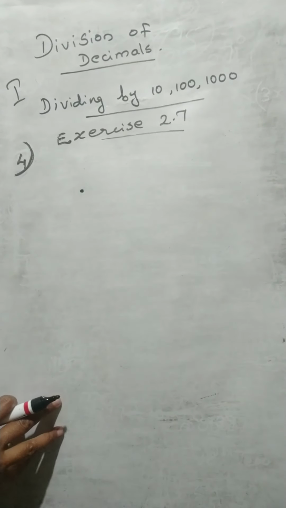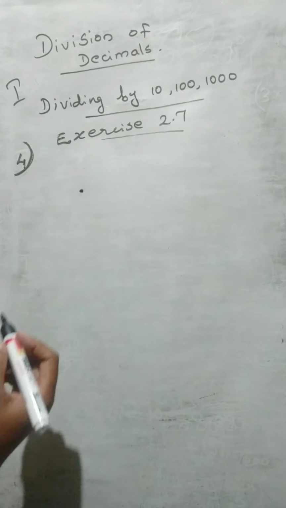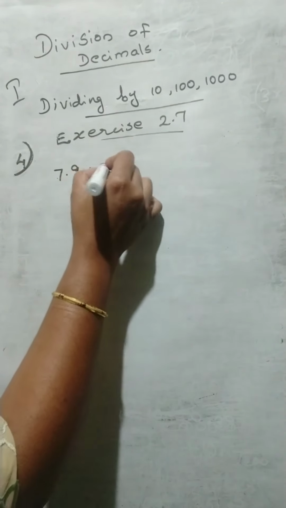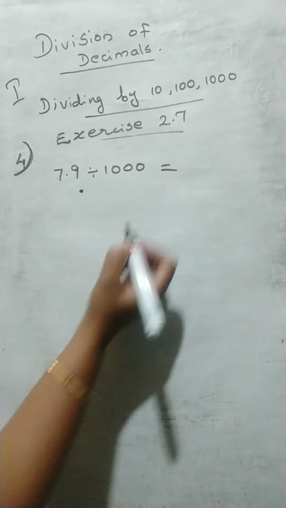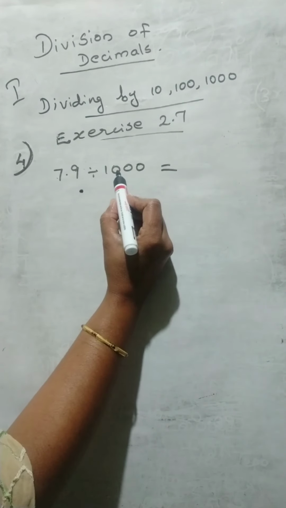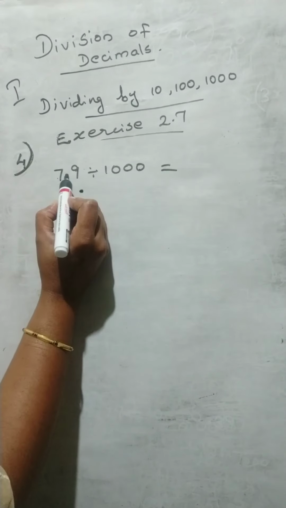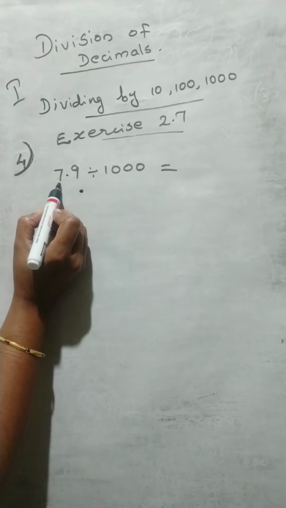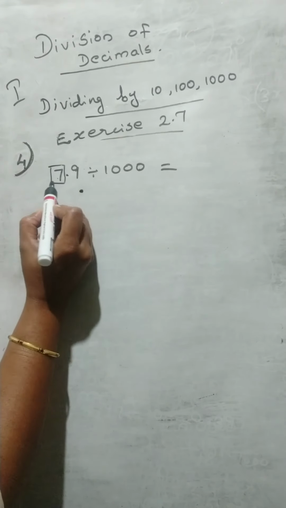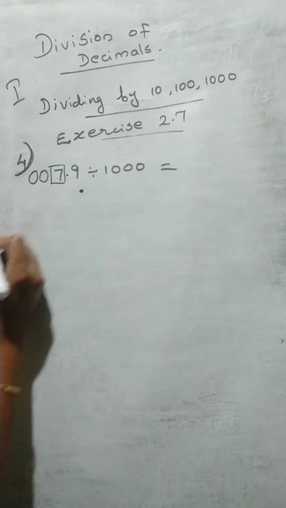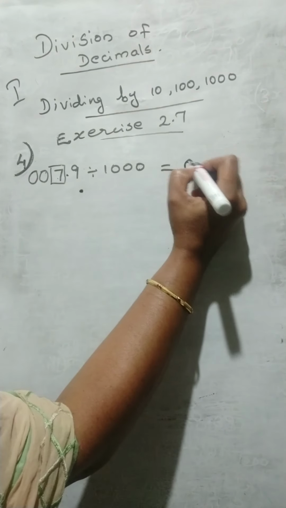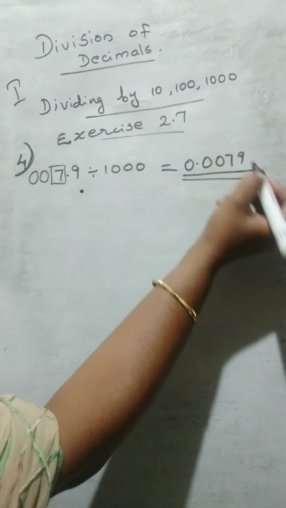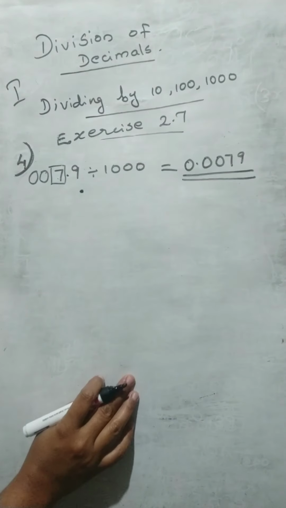Now group 4, we have to divide the given numbers by 1000. So 7.9 divided by 1000. First we have to count how many zeros are there. 1, 2, 3. So we have to count 3 digits before this decimal point. But here only 1 digit. So we have to keep here 2 more zeros. So 0.0079. The 9 is already there after this decimal point, so write that number there itself.